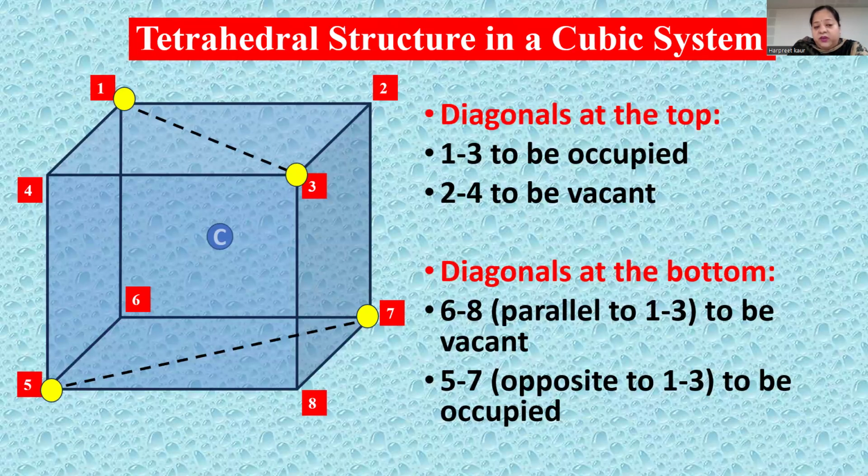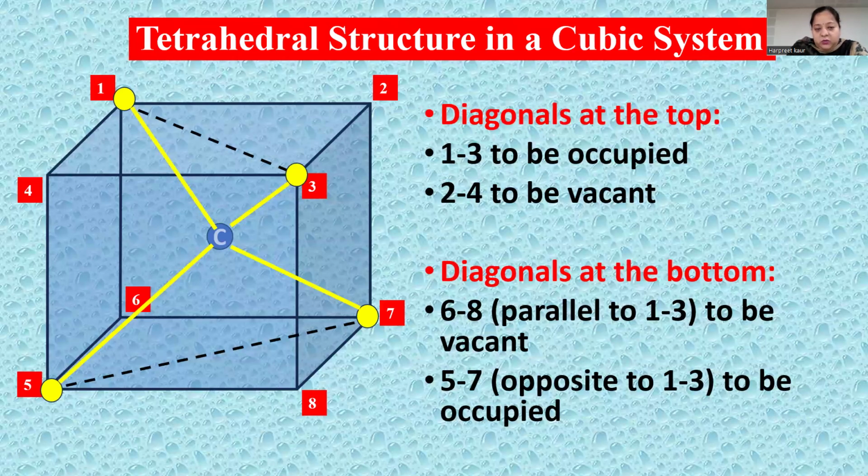Now, when the carbon present at the body center of this cubic system forms bonds with these 4 atoms placed at positions 1, 3, 5, and 7, this represents a tetrahedral structure in a cubic system. This carbon at the body center of the cube is tetrahedrally surrounded by the atoms at points 1, 3, 5, and 7.